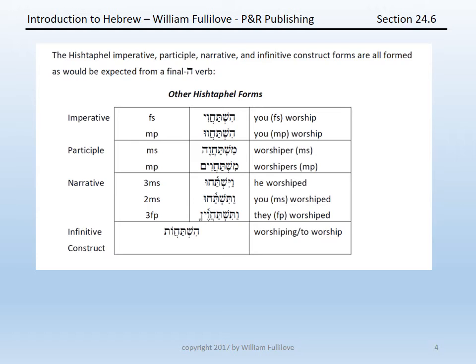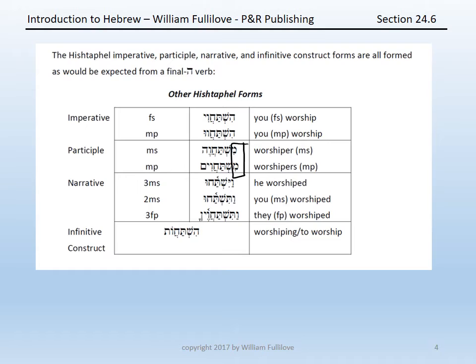In the participle, the masculine singular form, mishtahaveh, a worshiper, masculine singular, or the masculine plural form, mishtahavim, worshippers. Note, as expected in a derived stem, that you begin the participle with a mem. In the narrative, we have three forms attested. The third masculine singular, vayishtahu, he worshipped.